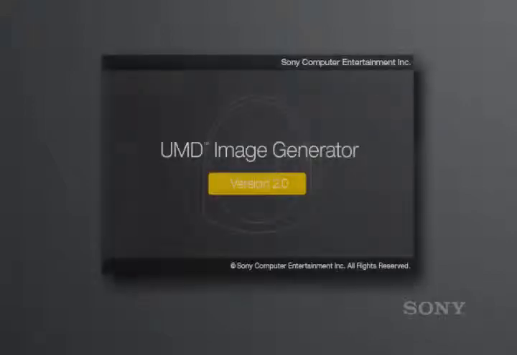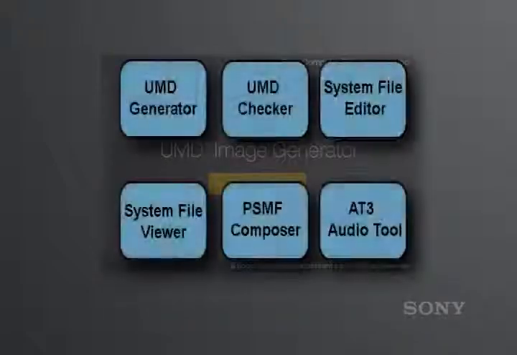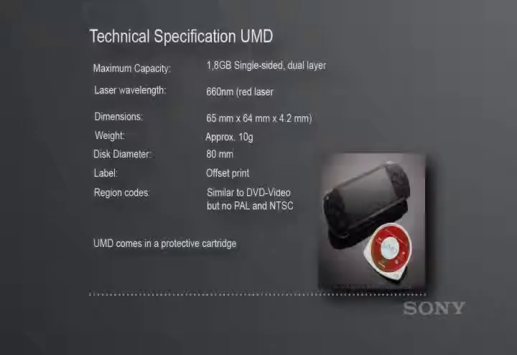The UMD Image Generator application consists of 6 executable files: the UMD Generator, UMD Checker, System File Editor, System File Viewer, PSMF Composer, and the AT3 Audio application. The Image Generator creates the files that the replication facility uses to create the UMD disks.